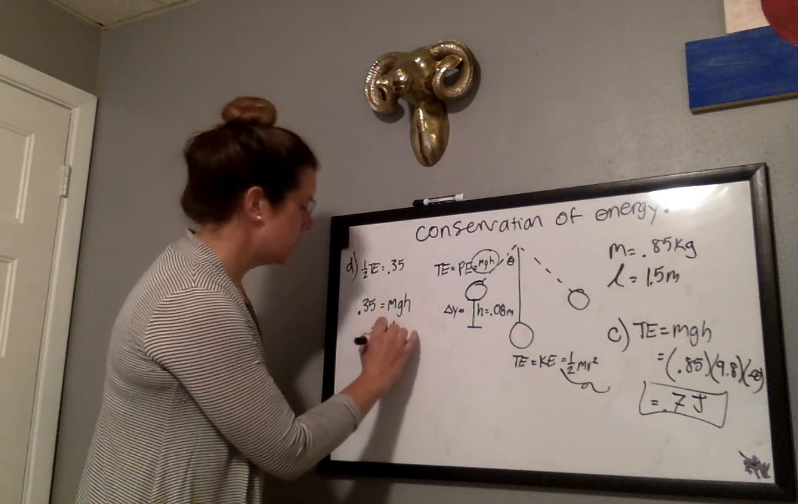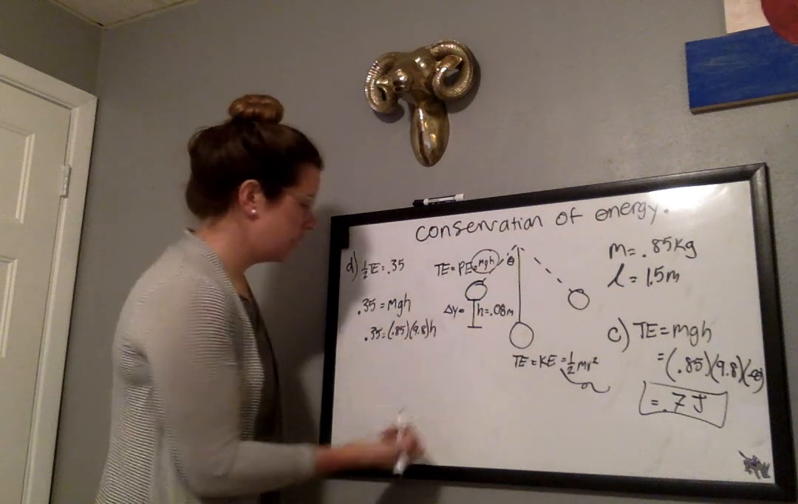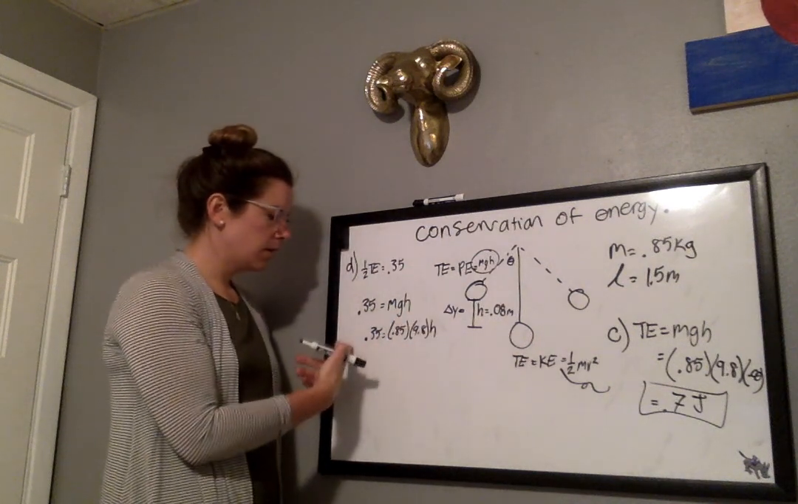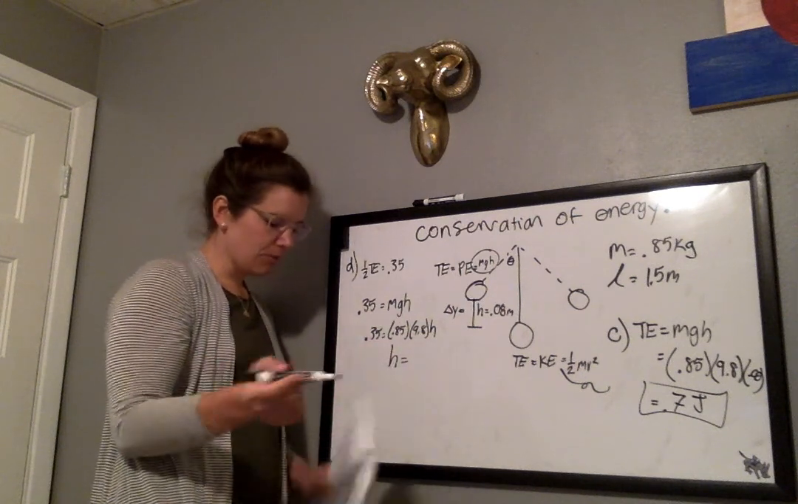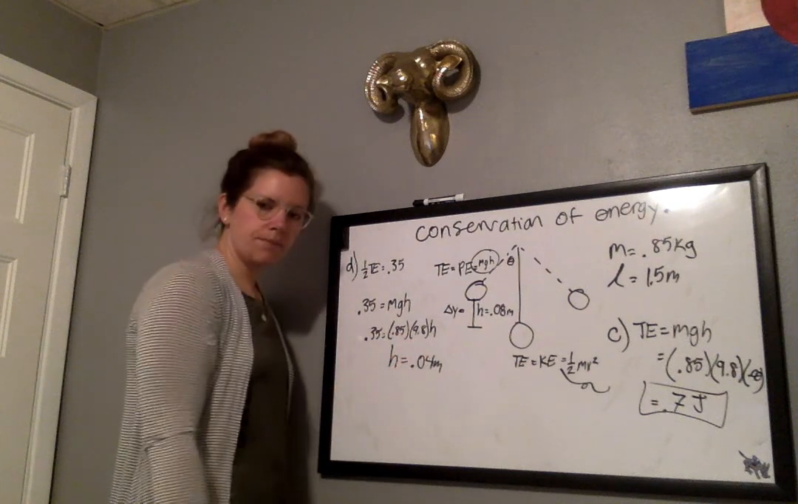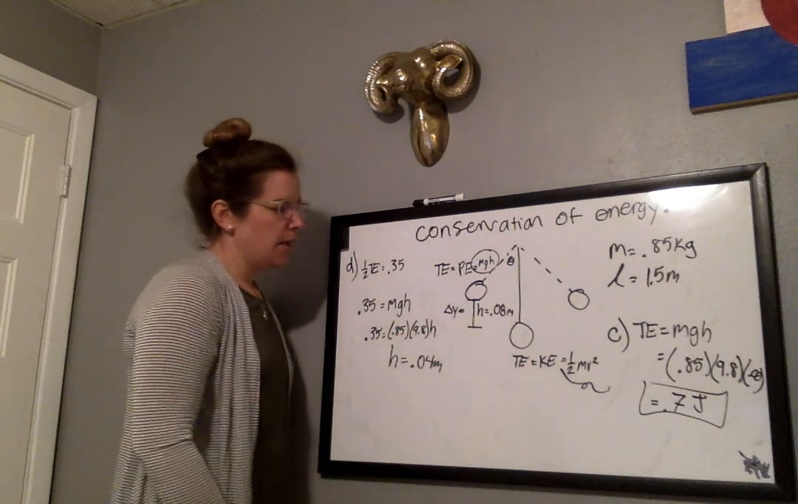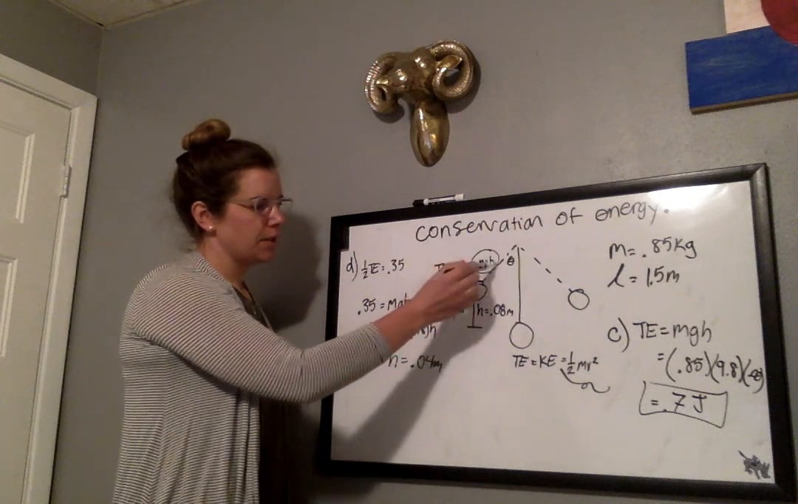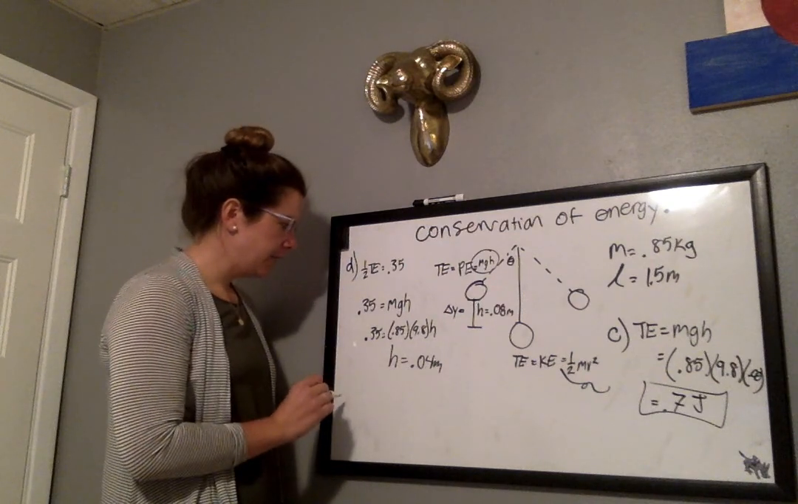0.35 is equal to mass times g, which on Earth is 9.8, times the height. Awesome, one unknown in our equation with some other numbers. Plug those into my calculator, and I get height is equal to 0.04 meters. How does that compare to this number? Exactly halfway down. Potential energy and height have a direct relationship, so it will be half of that height.